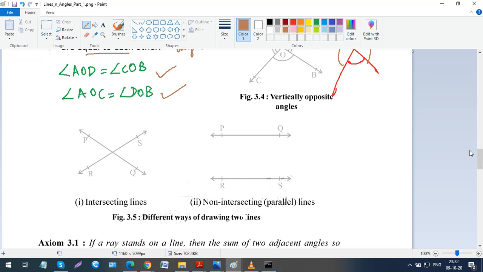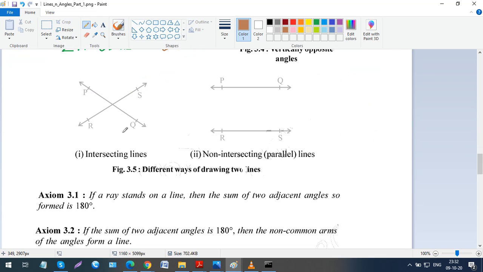Okay, so now here you see these two lines are intersecting each other, so they are called intersecting lines. Here they are not intersecting. However much you drag them on this side or this side, they are not going to intersect each other, so they are called parallel lines.